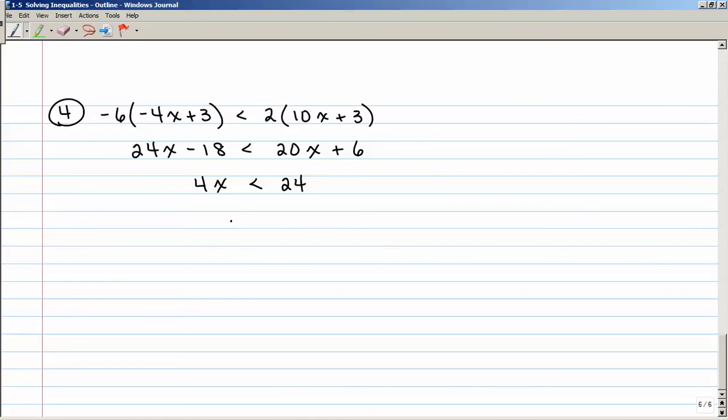Dividing both sides by 4, x is less than 6. No multiplication or division by a negative number, so no flipping. There's my final answer. And graphing that, an open circle over the 6 since it's just a less than, and then going in the less than direction.